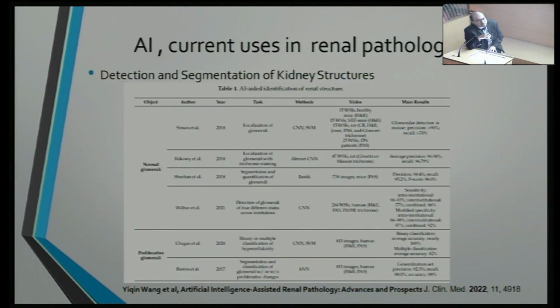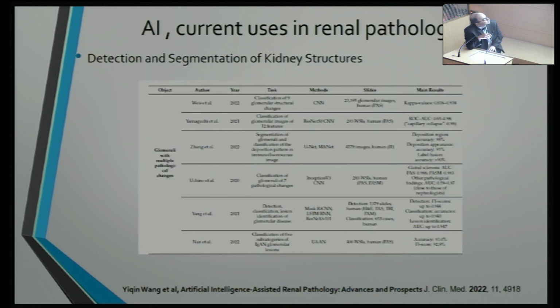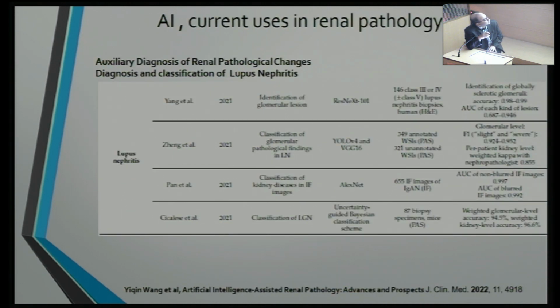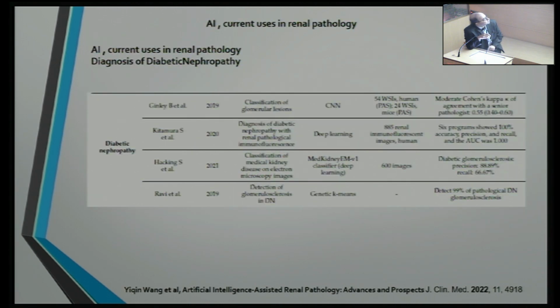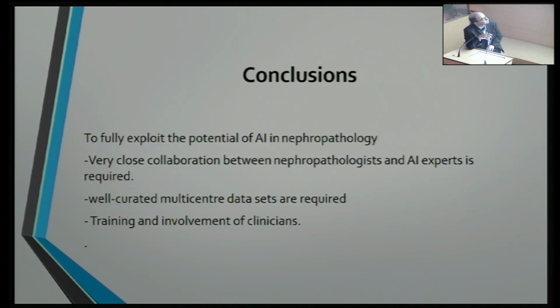It has been used, as I said, in certain well-defined tasks like detection and segmentation of renal structures, as I said, for sclerotic glomeruli, and it has shown a good degree of accuracy for at least identification of such structures. For scoring of interstitial fibrosis, as well as for lupus nephritis classification and glomerular classification, they have actually used it, but not for a complete, wholesome report. So in various disorders, they have used it for specific well-defined tasks.